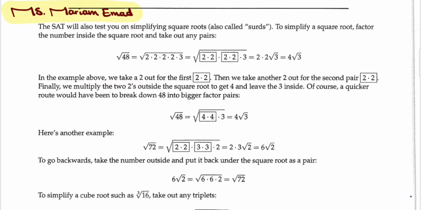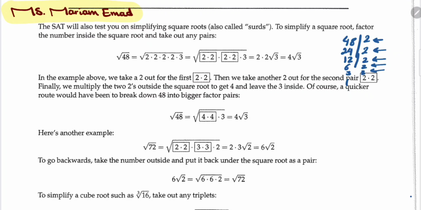For example, root 48. You can factorize 48. Do you remember? 48 divided by 2 will be 24, divided by 2 will be 12, divided by 2 will be 6, divided by 2 will be 3, and 3 divided by 3 equals 1. So I can write 48 as 2 multiply 2, multiply 2, multiply 2, finally multiply 3.